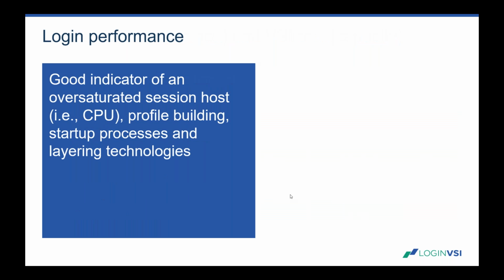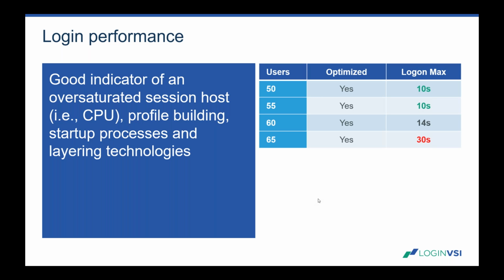It's also a good indicator of how saturated, or how much CPU is being used, on these session hosts. And we see that building a new profile, any of these client OS startup processes, and even layering technologies, while we didn't have these in there, tend to be a good indicator of how performant the system is when we look at login performance. So I could see that as we went from 50 sessions per host up to 65, login performance really started to taper off again here around that 60 number, right?